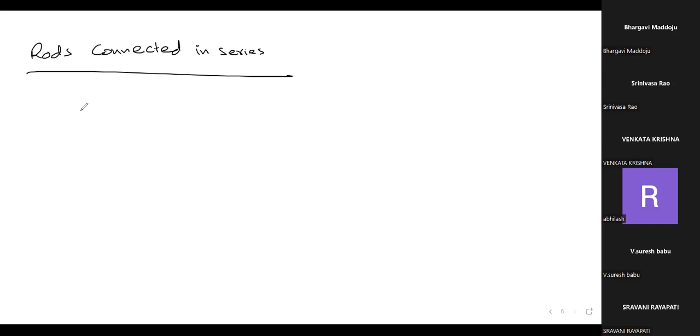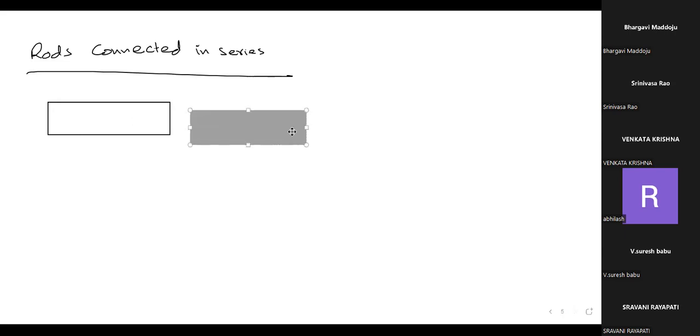Now, rods connected in series. Suppose two different rods are there: one rod, and next is another rod. Both have the same area of cross section. A is the area of cross section of each rod, L is the length of each rod, K1 is the thermal conductivity of the first rod, and K2 is the thermal conductivity of the second rod.